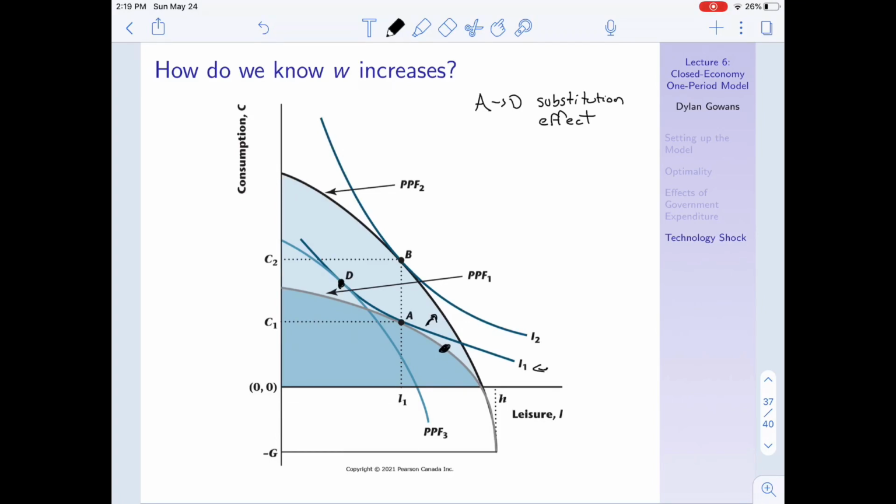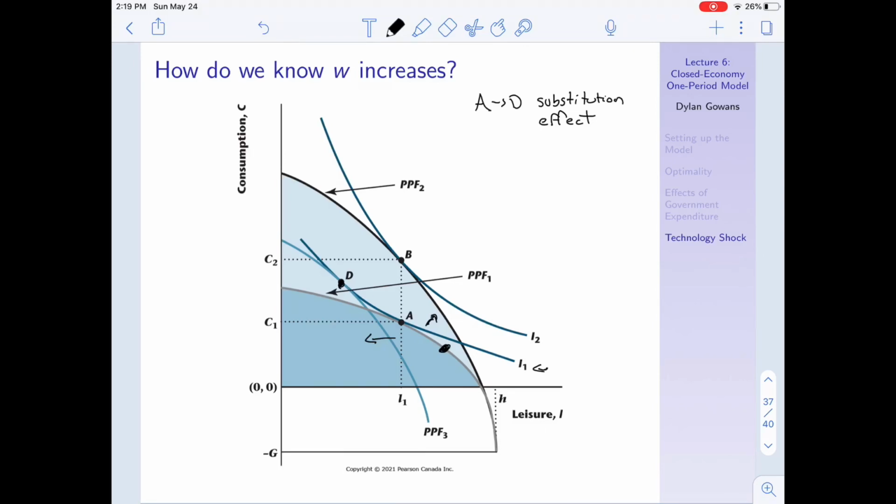And so therefore the movement from A to D is the substitution effect. And you'll notice that, as we expect, this is a decrease in leisure or an increase in labor supply. Okay, so point D is our substitution effect point.